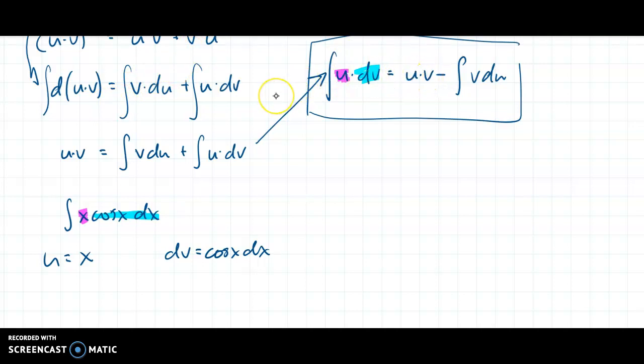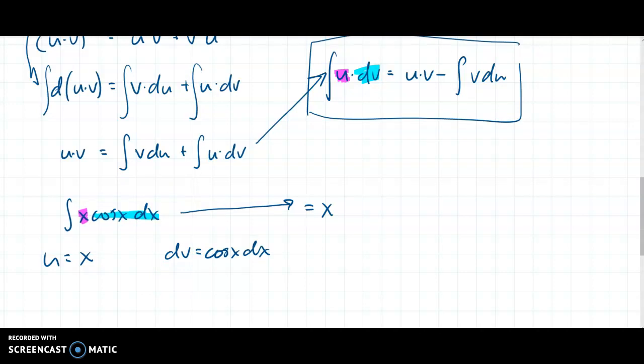From here, notice this formula says u times v. So this integral is going to be equal to u times v. Oh, I got my u, it's x. I need to find the v. So in order to find the v, I've got this right here. It's like separation of variables already set up for me. So what do I do? I'm going to integrate both sides.